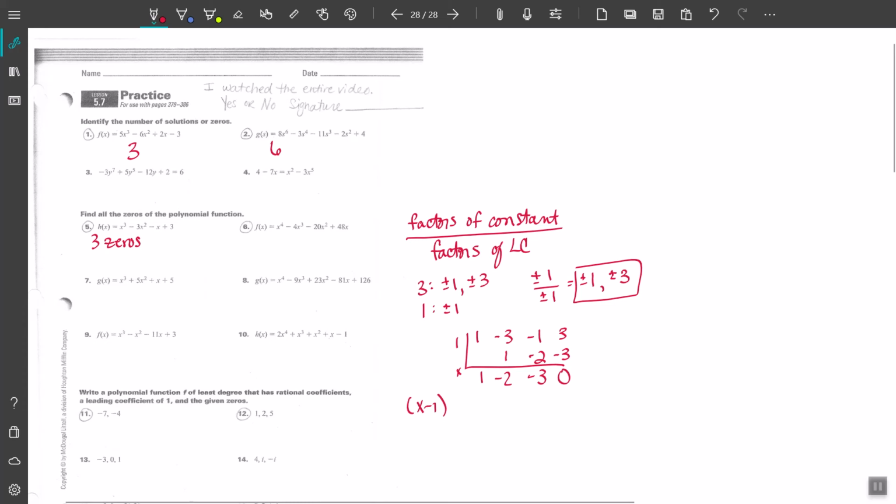So x minus 1, I'm going to write my trinomial. My highest order here was a third degree. This is third degree, so this right here is going to be squared. We always lower it by 1. And then we have to look and see if x squared minus 2x minus 3 can be factored further. We're looking for factors of negative 3 that add to negative 2. That would be negative 3 and positive 1. And then drop this down here.